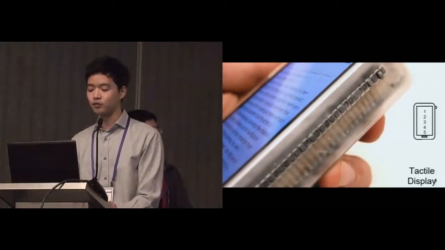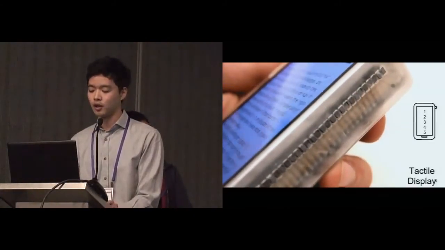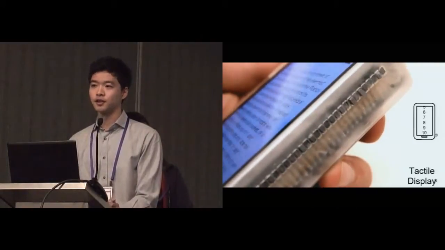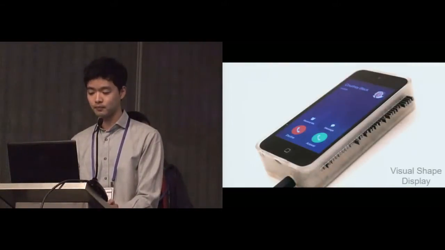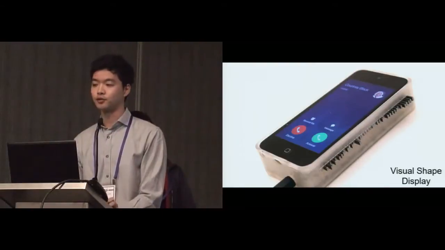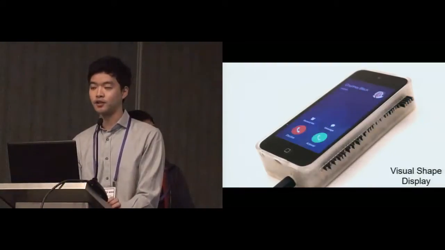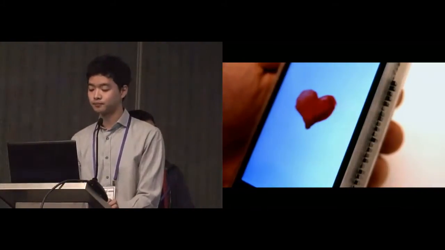Shown here is the same reading app, but with a tactile scroll bar. Based on where you are in the text, the corresponding pin will stick out to serve as a tactile scroll bar. Haptic Edge Display can also serve as a visual display with its shape change. Here we have the phone call application in which the sinusoidal wave indicates the importance of the call.